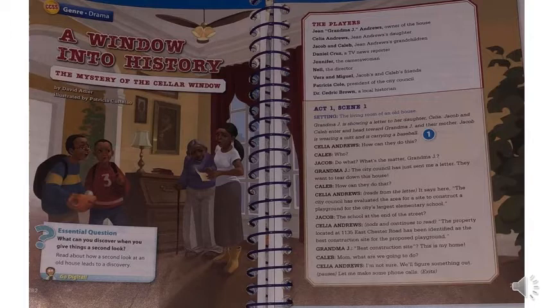Setting: the living room of an old house. Grandma J is showing a letter to her daughter, Celia. Jacob and Caleb enter and head toward Grandma J and their mother. Jacob is wearing a mitt and is carrying a baseball.